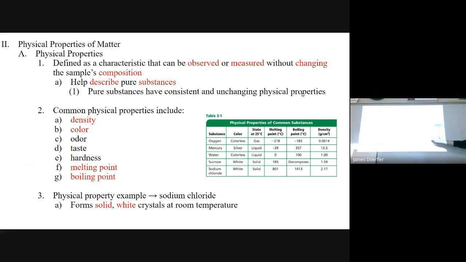Sodium chloride again, let's go with salt. We would say it's solid, white, at room temperature. Okay, those are all descriptions of salt itself.